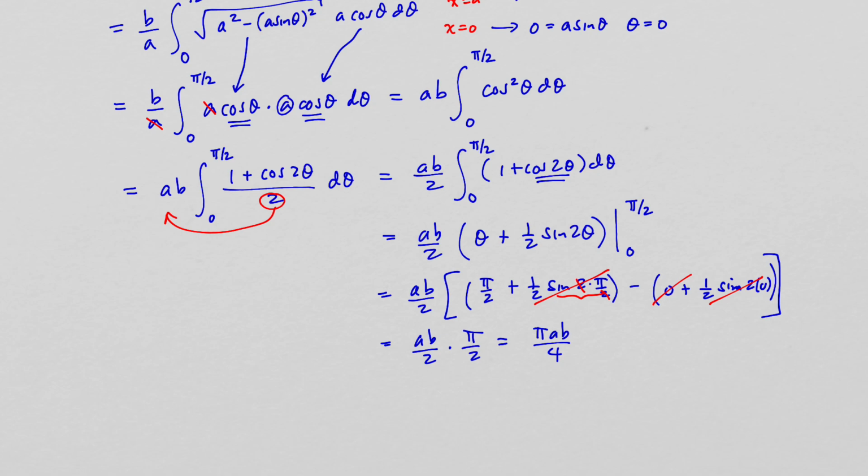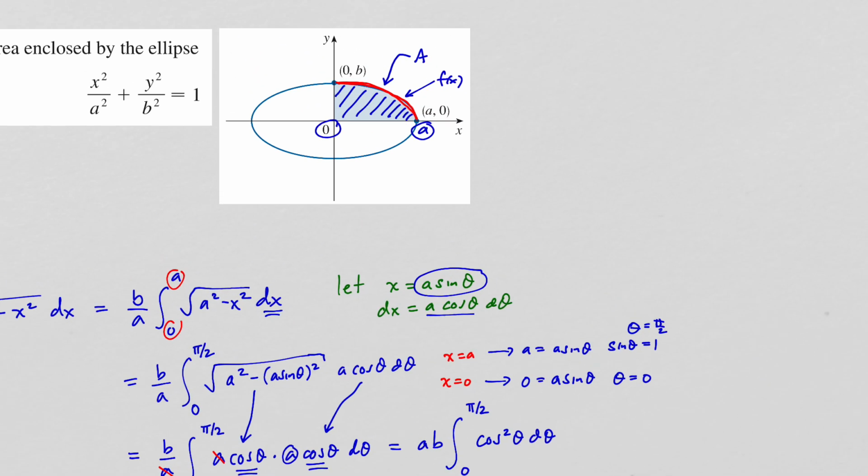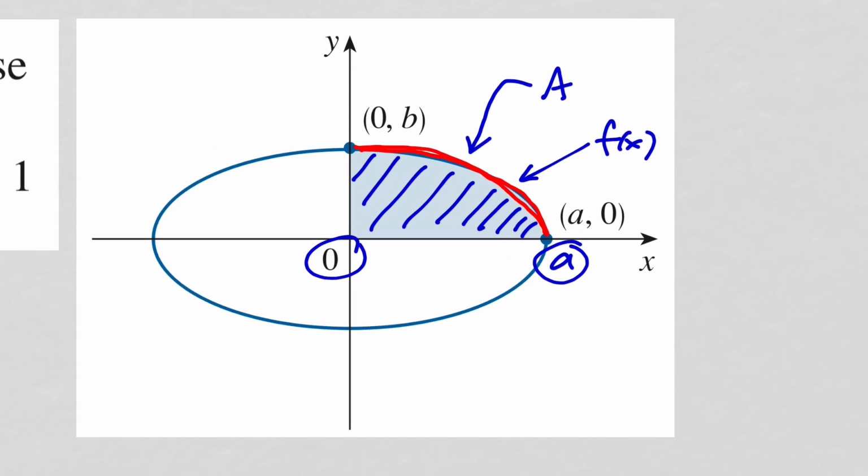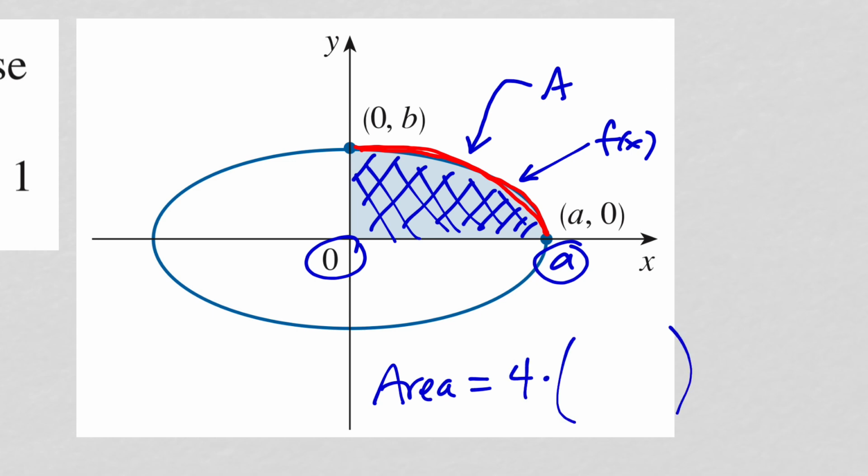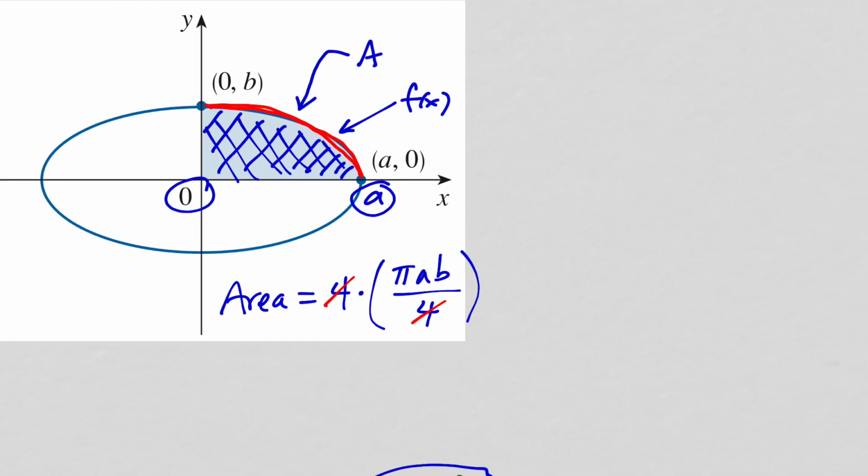Now remember, this is the area of this part of the graph. So the total area of the entire ellipse is going to be 4 times the answer that we just got. And the answer we just got was pi times a times b divided by 4. And so the total area of the ellipse is pi AB.